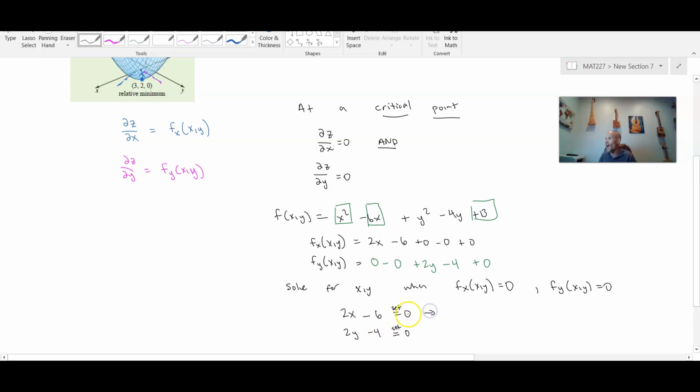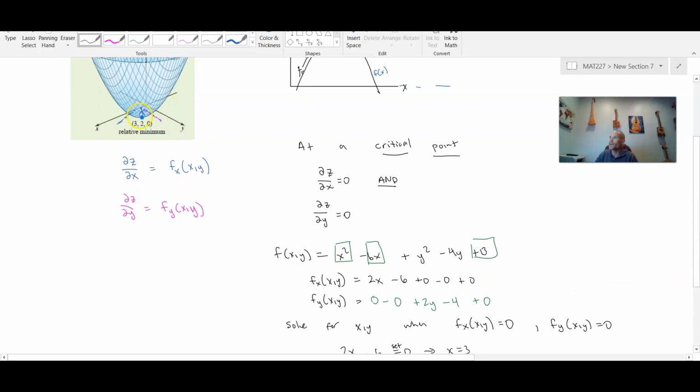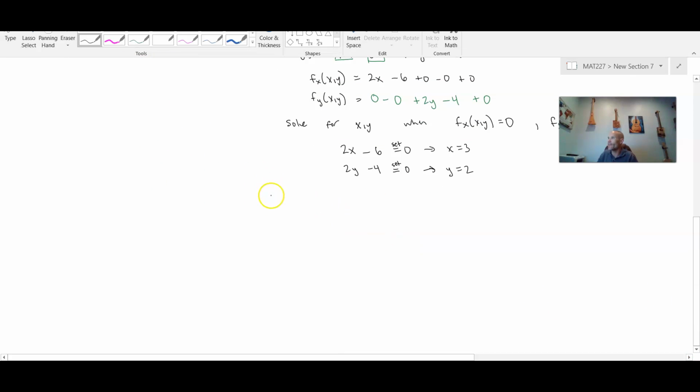The first one, if you add 6 to both sides and divide both sides by 2, you get x equals 3. Or you could ask yourself, 2 times what number, when we subtract 6, gives me 0? Well, 2 times 3 is 6, minus 6 gives me 0. Same thing here. Add 4 to both sides, divide by 2, and we get y is equal to 2. Well, that's exactly the same point here. That's when x was 3 and y was 2. And so now we can say that we have a critical point at x, y equals 3, 2.